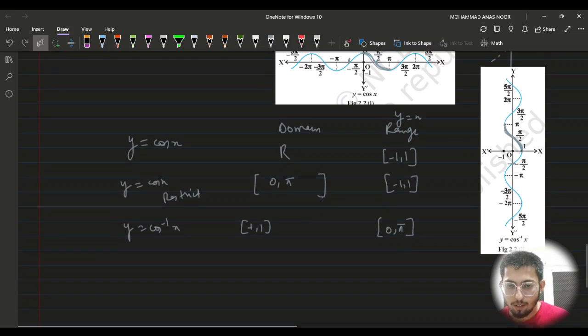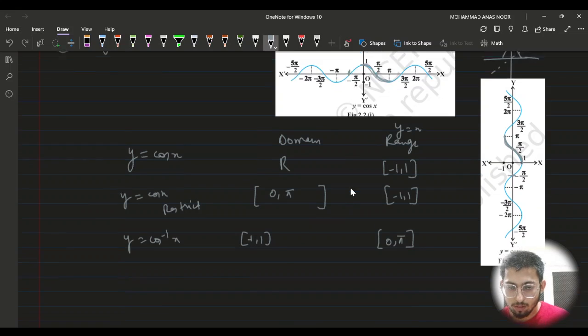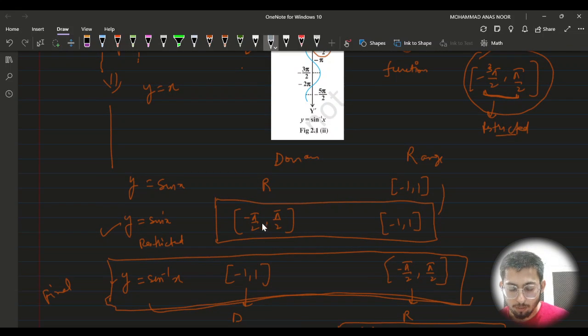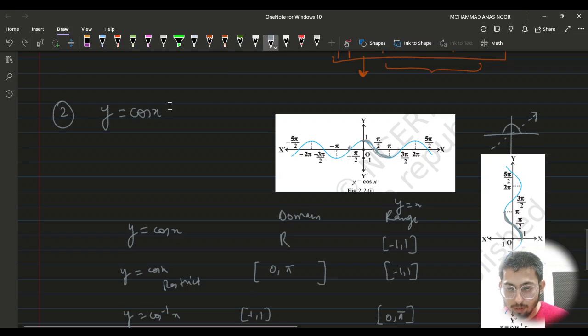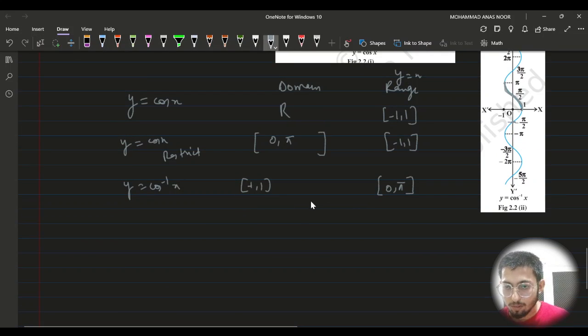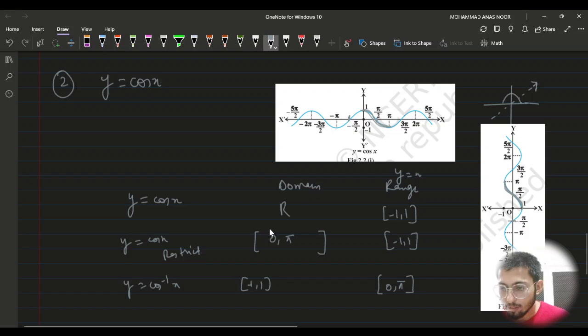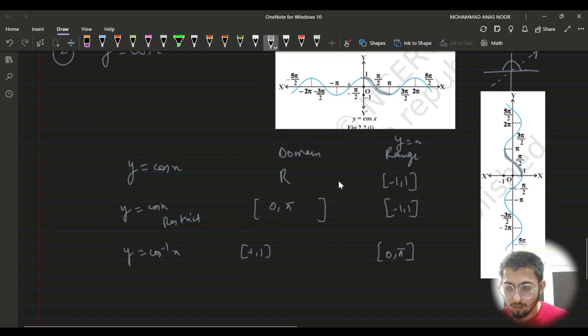So it depends, you cannot just say that if sine is restricted from minus pi by 2 to pi by 2, the same thing holds for cosine. You will have to see whether that accounts for a valid function or not, right? Are you getting it?